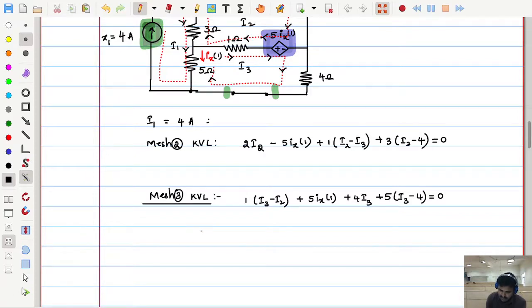So what is that? I can write Ix in this way. Ix1 is equal to the current through the 5 ohm. How can I express the current through 5 ohm? It is I1 minus I3. But I1 is known, so I can say this as 4 minus I3 is Ix1. This is the third equation. So let us put all these things in proper format. Then solve these three equations.